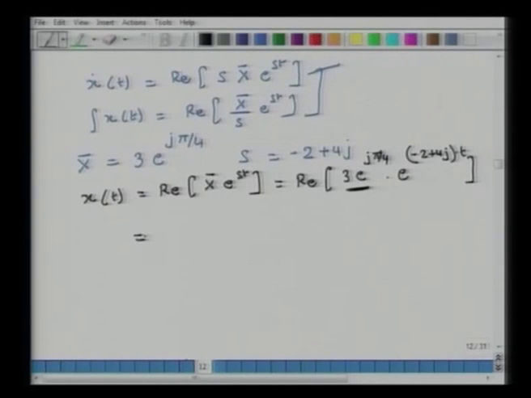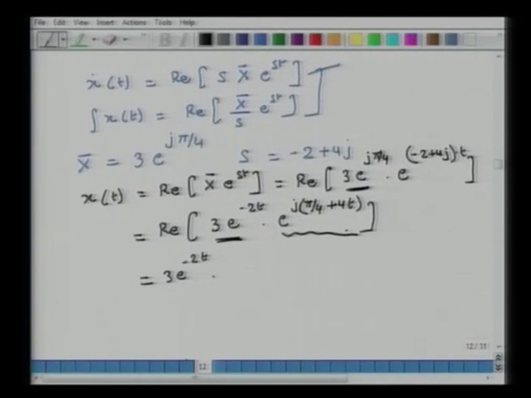So now I rearrange, so I get the real component of 3 e^(-2t). So I am basically breaking up into real and imaginary components, times e^(j(pi/4 + 4t)). Did I do the math right? e^(-2t) times e^(j(pi/4 + 4t)). So this is real, so I can take it out, times the real portion of this guy, which is cosine(pi/4 + 4t). This is my x.